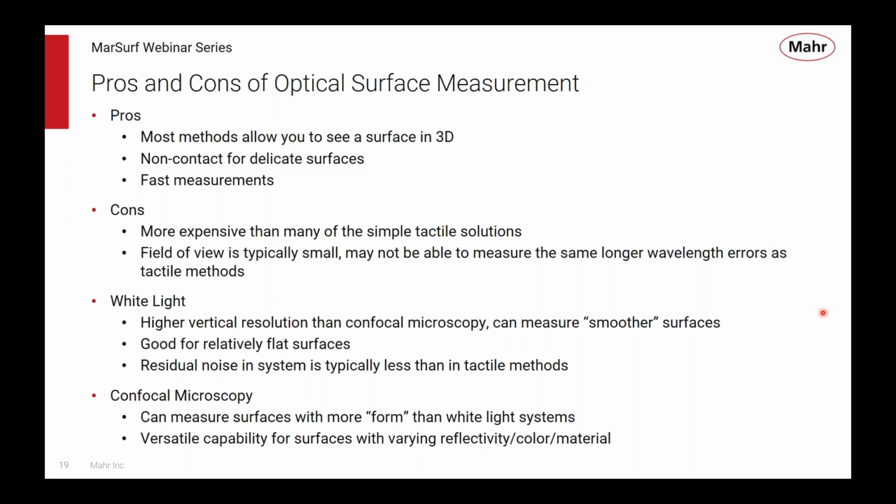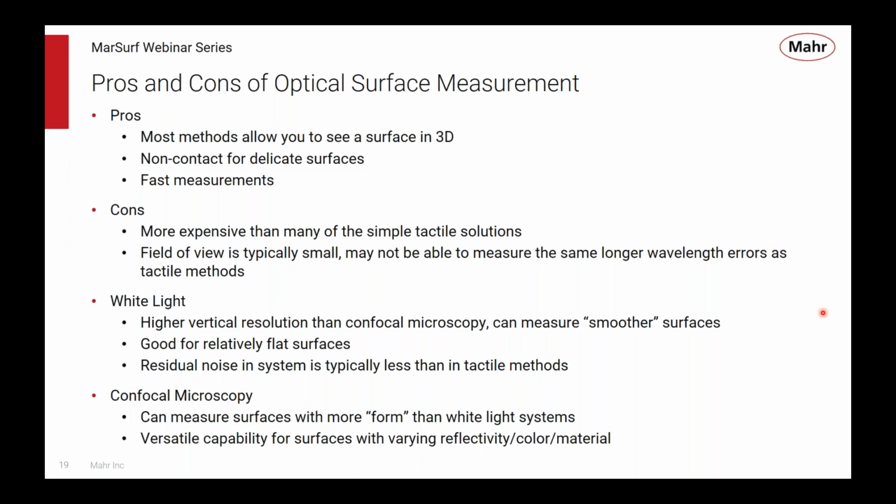But if you need this bigger field of view, you either need to stitch multiple images together, or you need to have a big field of view with one objective, which causes you to lose some lateral resolution. So that is often considered kind of a con or a detractor of them.